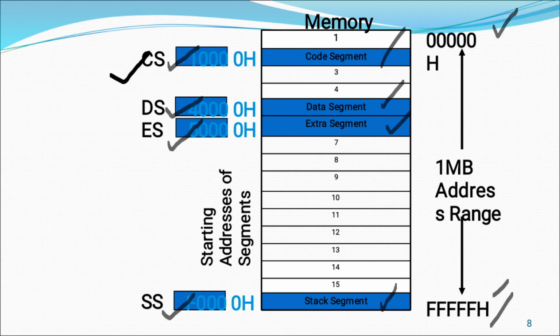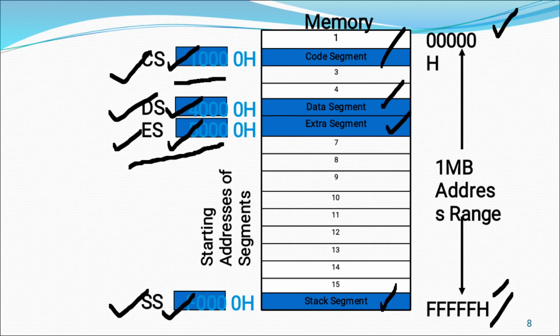Here these are the code segment register, data segment register, extra segment register, and stack segment register. The code segment register can be used to hold the upper 16 bits of the code segment, whereas the data segment register is used to hold the upper 16 bits of the data segment, the extra segment register is used to hold the upper 16 bits of the extra segment, and the stack segment register is used to hold the upper 16 bits of the stack segment.